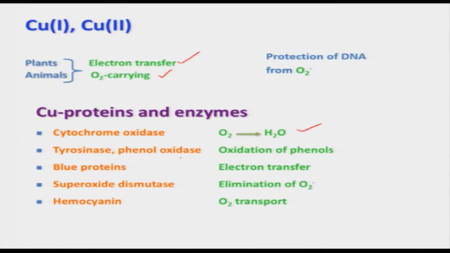Tyrosinase, phenol oxidase, oxidation of phenol, we will discuss shortly. Blue copper protein is actually responsible for electron transfer. Superoxide dismutase eliminates a biological poison, which is superoxide. Hemocyanin is responsible for oxygen transport in some lower forms of life.